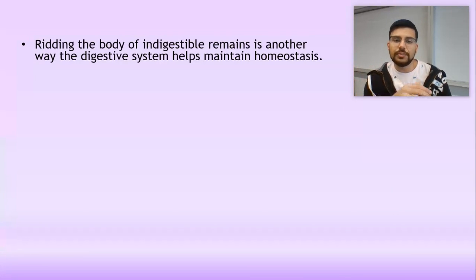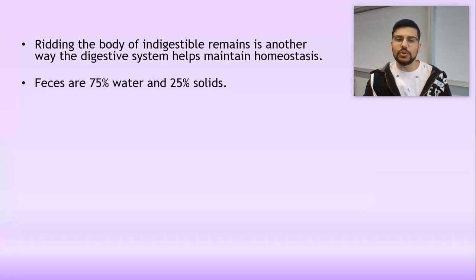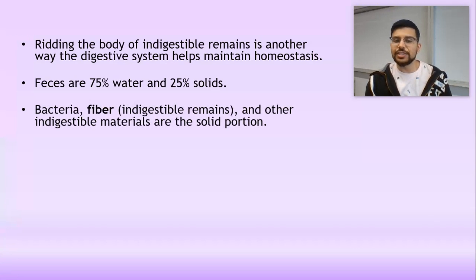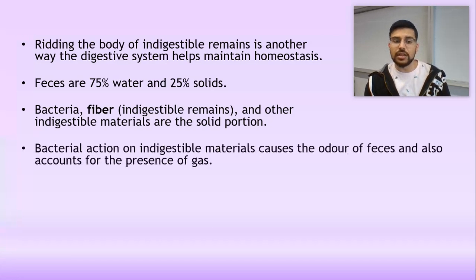So ridding the body of indigestible remains is a way that the digestion is going to help us maintain homeostasis, because we can't store those products in our body so much. Don't worry, I'm going to go back to that point in just a second here, but I want to get through the colon here. Your feces, when they come out, are going to be mostly water and just about 25% solid. So other components are in there. You'll have things like bacteria and fiber, which is described as something that is indigestible, and then a couple of other materials that are in the solid portion.